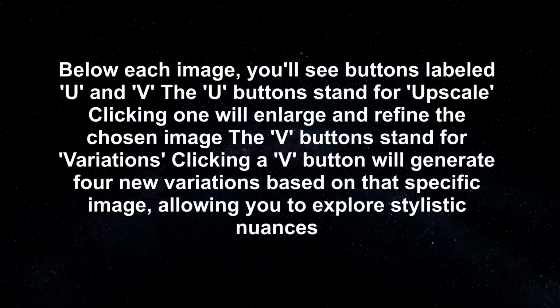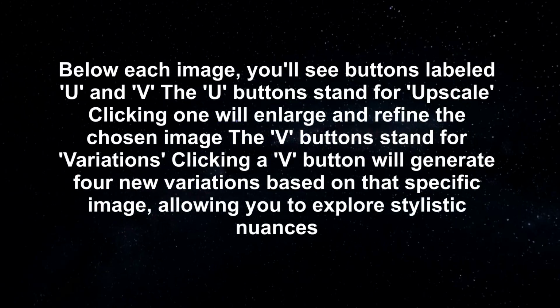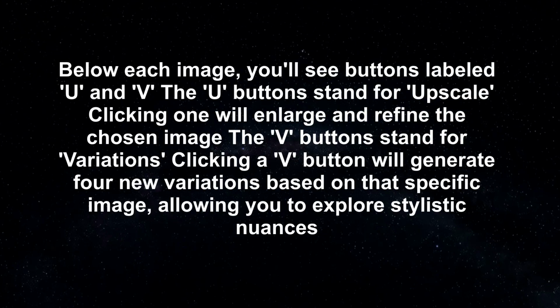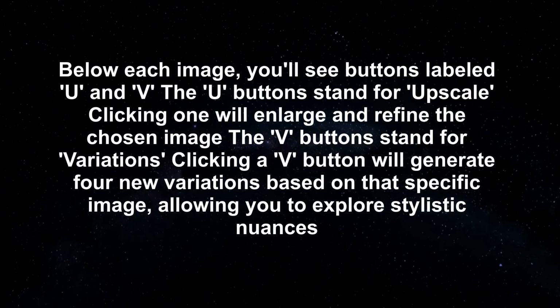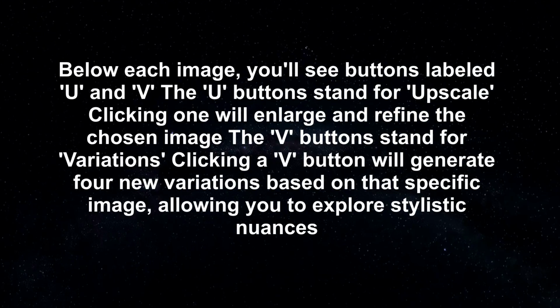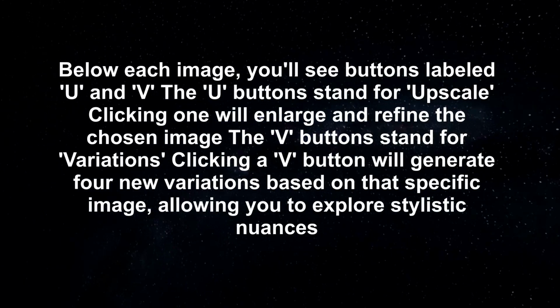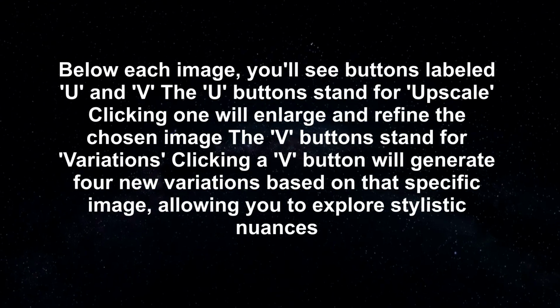Below each image, you'll see buttons labeled U and V. The U buttons stand for upscale. Clicking one will enlarge and refine the chosen image. The V buttons stand for variations. Clicking a V button will generate 4 new variations based on that specific image, allowing you to explore stylistic nuances.